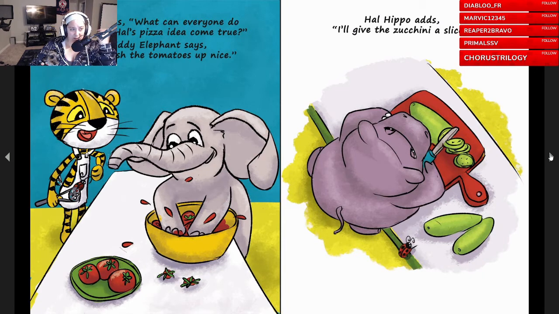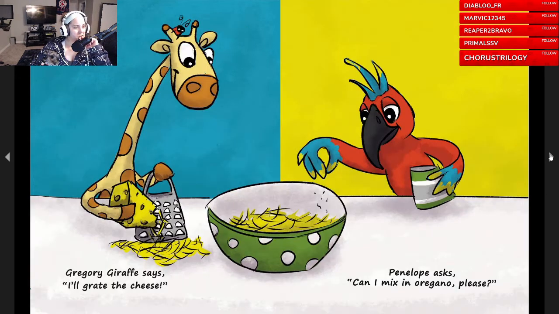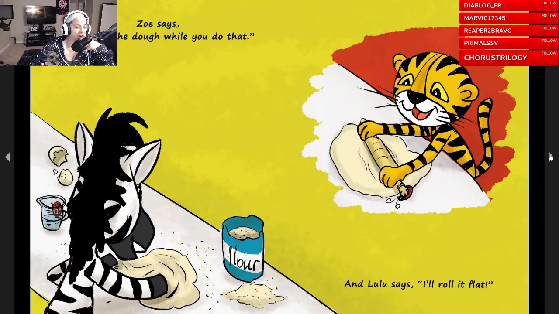Eddie Elephant says, "I'll mash the tomatoes up nice." Hal Hippo adds, "I'll give the zucchini a slice." Jeffrey Giraffe says, "I'll grate the cheese." Penelope Parrot asks, "Can I mix in oregano, please?" Zoe Zebra says, "I'll knead the dough while you do that." And LULU says, "I'll roll it flat."